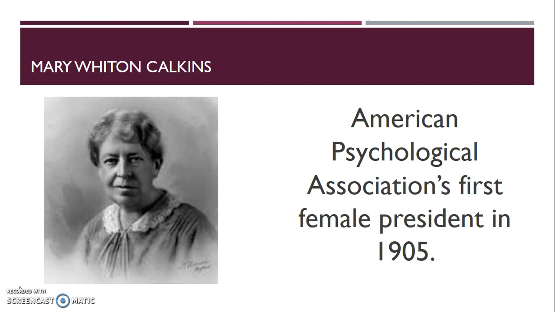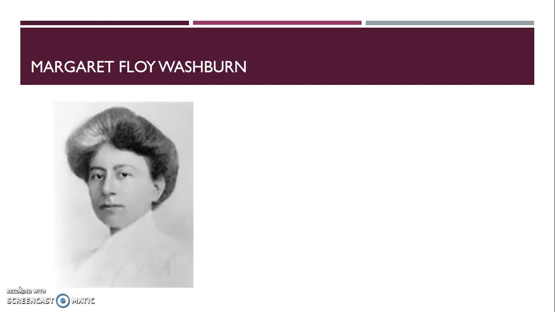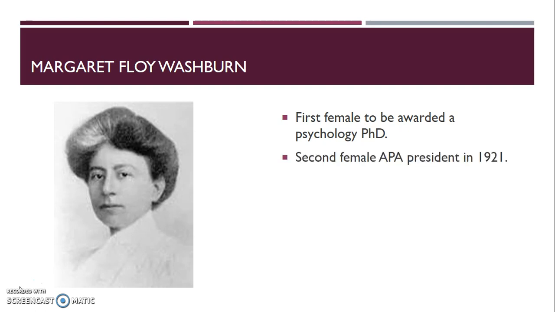But Calkins did go on to become the American Psychological Association's first female president in 1905. Another prominent female in early psychology was Margaret Floyd Washburn. She was the first female to be awarded a psychology PhD, even though that should have gone to Calkins. She was denied. So Washburn is the first woman to earn the psychology PhD. And she was also the second female APA president, 1921.